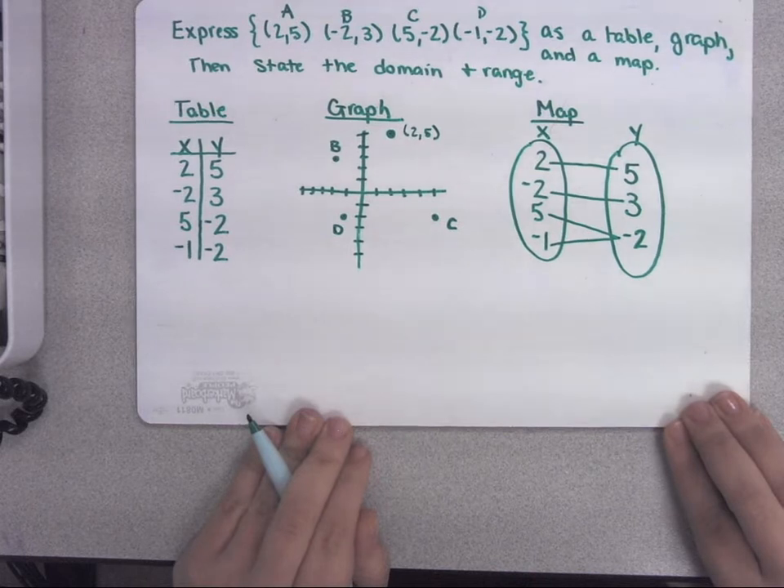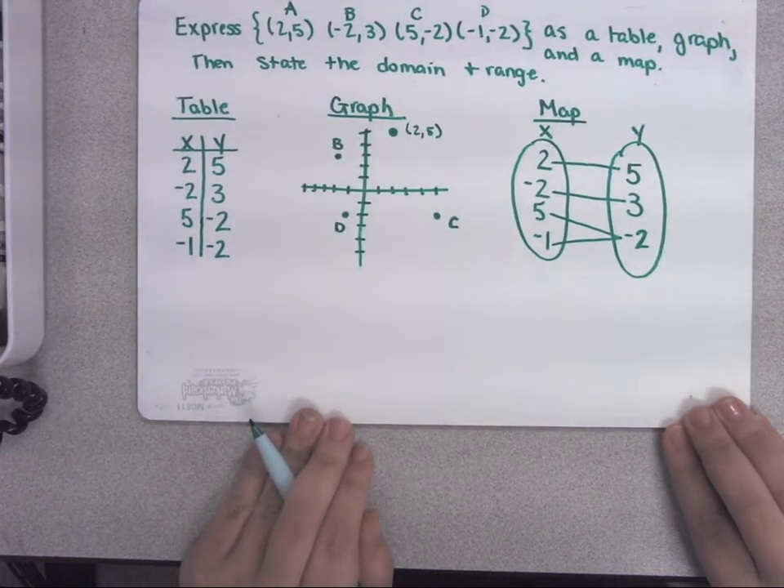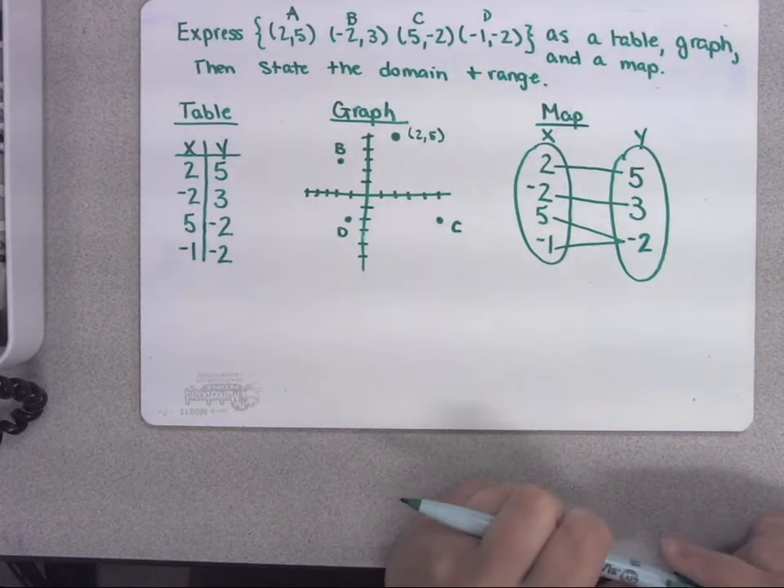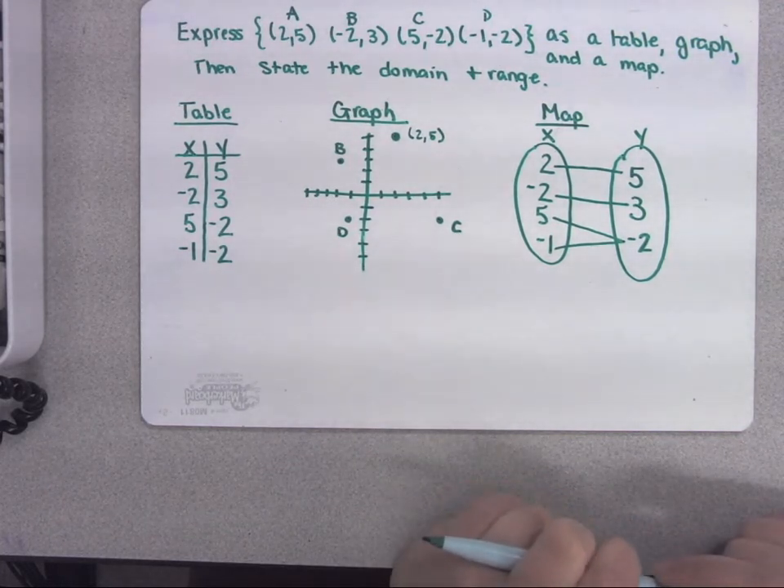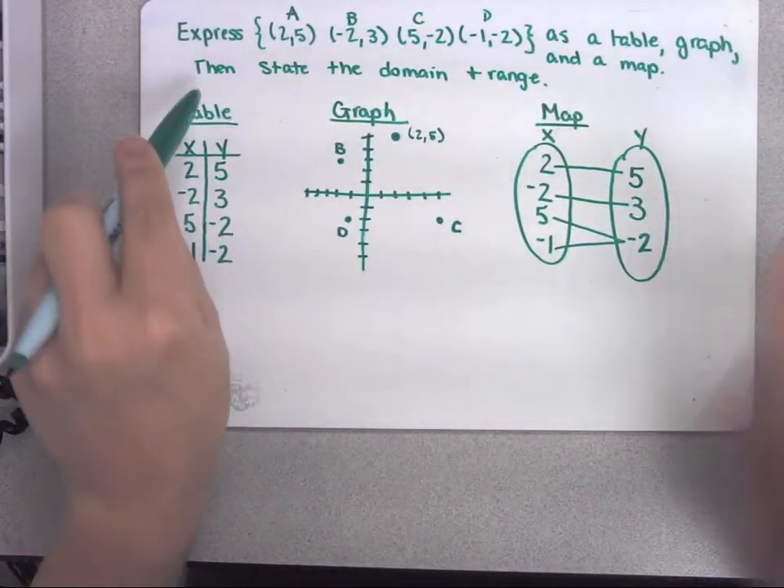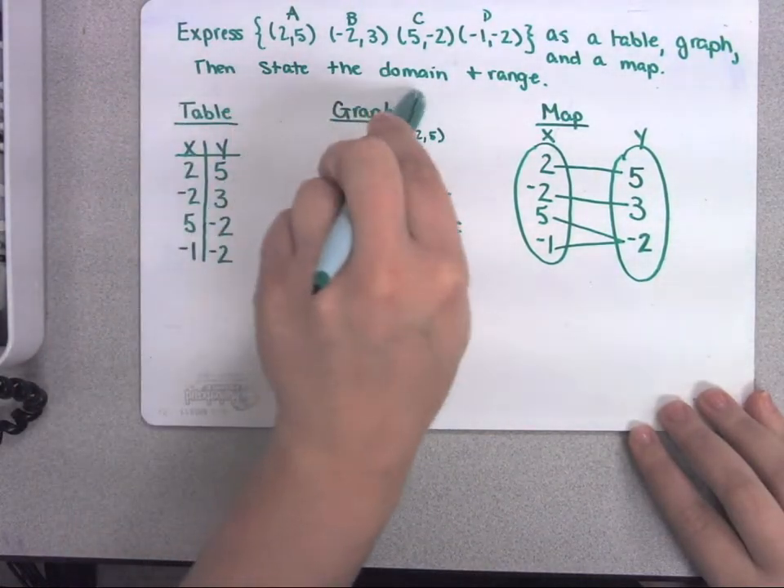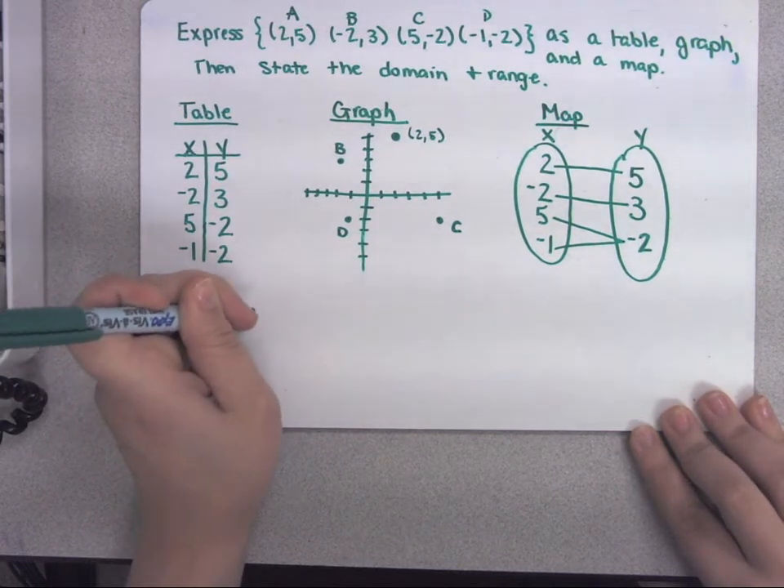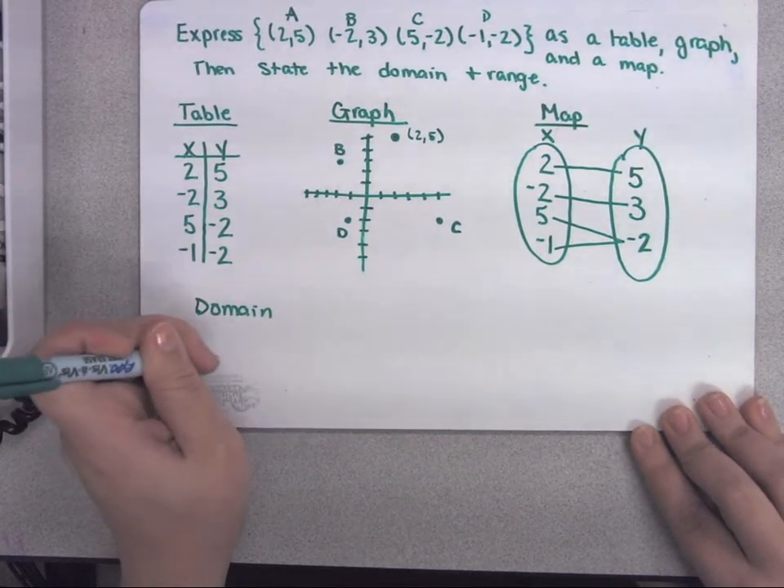Okay. So what do we have left to do? Did I get everything done it told me to do in my instructions? What did I miss? It says state the domain and range. We did the big part at the top, but it says then state the domain and range. So domain and range, we're going to have to do those.